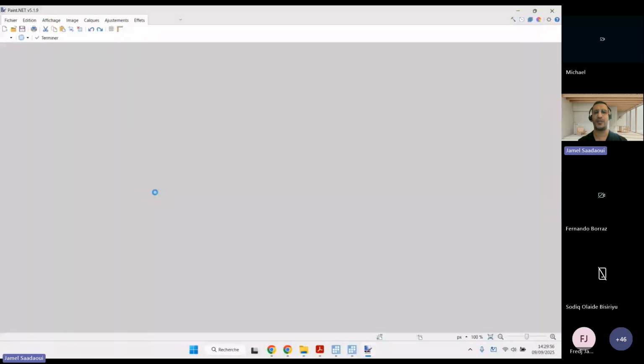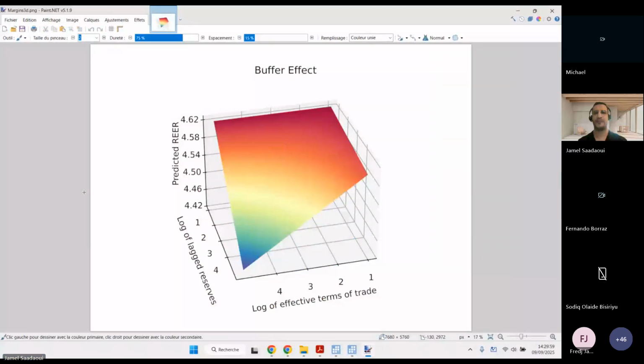You can read this picture like this: if you have an interaction term between an X variable, a Z variable, and a Y variable, you are in a 3D plane. So what you can see here is that when you have a terms of trade shock, for example, the log of effective terms of trade going from 2 to 3 or from 3 to 4, in fact, you will see that when you have a lot of reserves, for example log 4, which is big, the predicted exchange rate will be lower than when you have very few reserves, when the log of lagged reserves is 1.